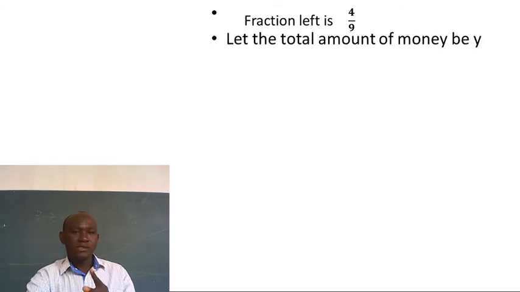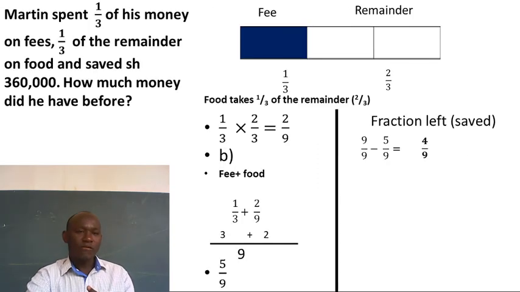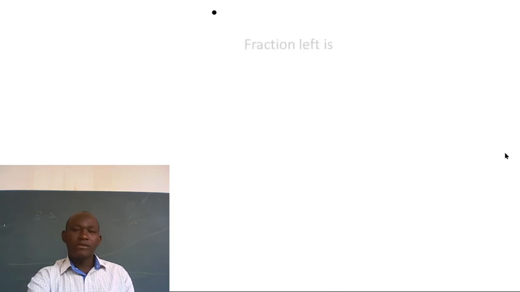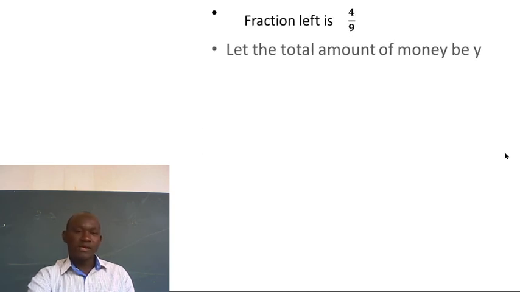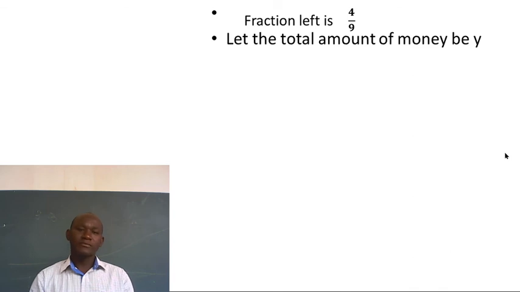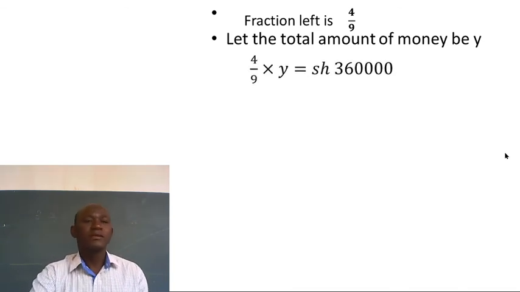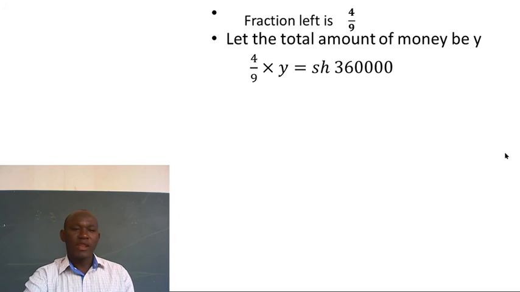Now, 4 out of 9 is the fraction which was left. Since the fraction left matches with the amount of money saved, we have been doing all of this so that we get the fraction saved. Now, what we are going to do, you'll just say, let the total amount of money he had be y. Or you can pick any letter, you can say x or r, no problem. Then it is 4 out of 9 times y, which should be equal to 360,000 shillings.